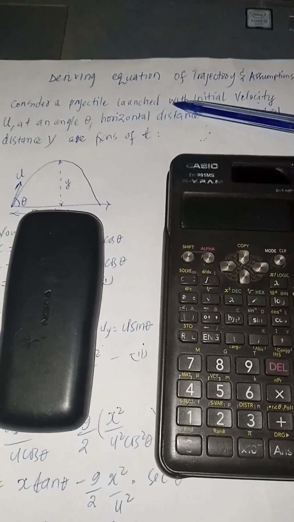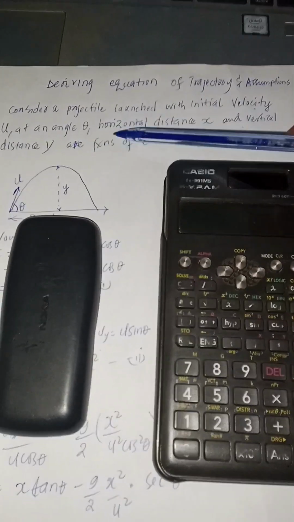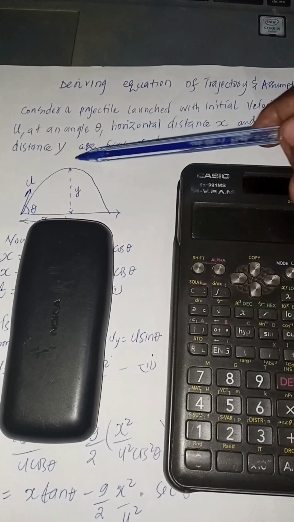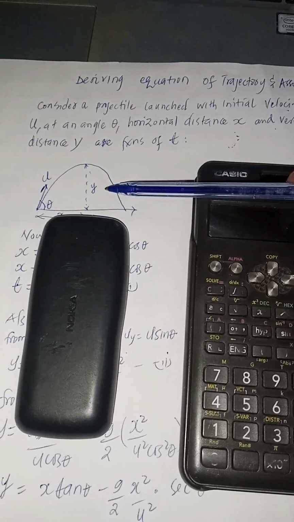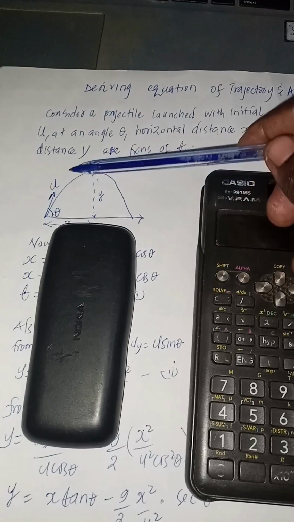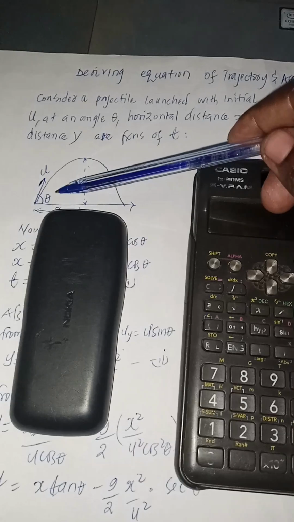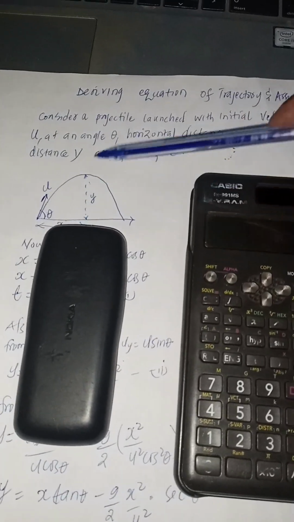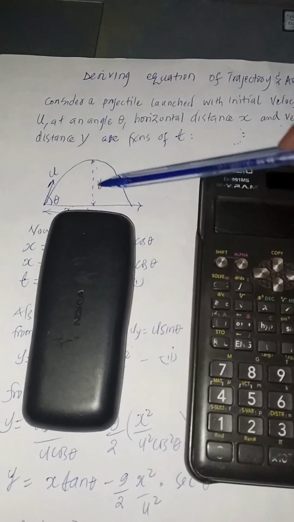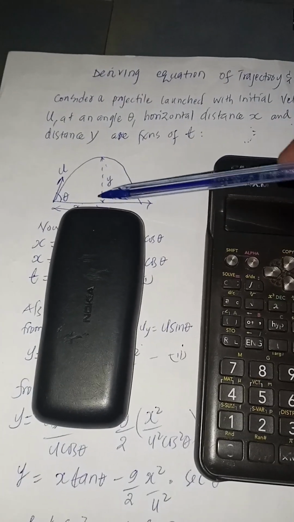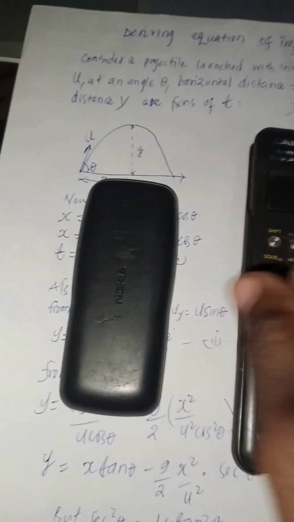So we're going to consider a projectile launched with initial velocity u at an angle theta. Now we take the fact that the horizontal distance x and vertical distance y are functions of time. So if we draw the trajectory path, you'll see that u, since u is the velocity and velocity is a vector quantity, it has a direction. So we are giving it direction theta. So at the maximum point, we have already indicated the maximum distance vertically and then the horizontal distance at that particular point. So let's move and see how this is going to be.